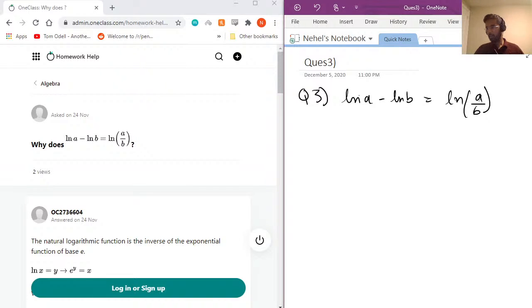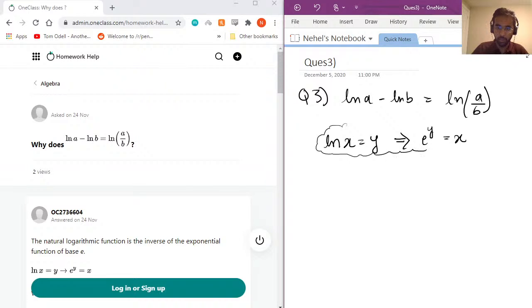So just to recall what logarithmic is and how it works, if I'm given the log of x equals y, this is equivalent to e to the y is equal to x. So the logarithmic term becomes the answer, and then the answer becomes the exponent. Okay, so this is the key principle we would need to know in order to prove the above.